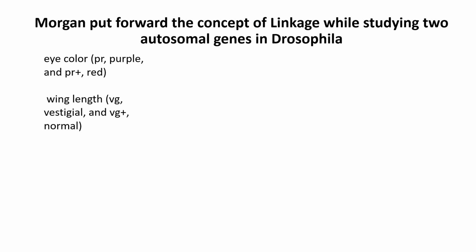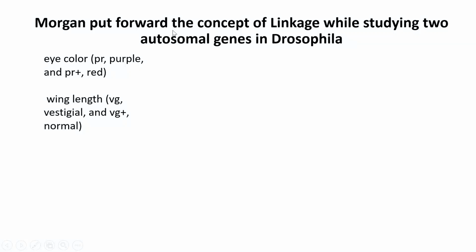This is where we come to Morgan, because Morgan was the one who identified the white gene, and he showed that genes are located on chromosomes. His lab has an enormous contribution in genetics in terms of identifying genes, mapping them on the chromosome, and their functions. He did a lot of work on genetics using Drosophila, or the fruit fly.